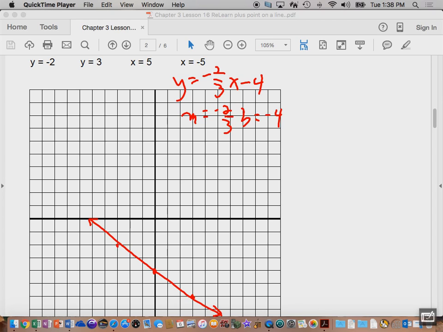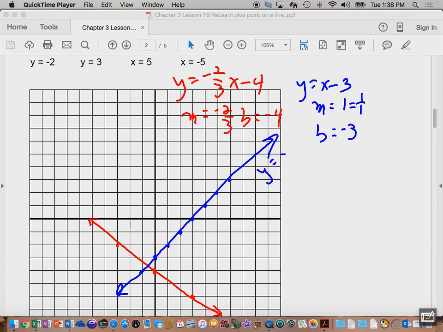Now the next one says y equals x minus 3. As I look at this one, what is the slope? Positive 1. What's the y-intercept? Negative 3. Now remember, 1 is really the fraction 1/1. So I begin at negative 3, and I move up 1/1, up 1/1, up 1/1. I keep doing that a few times. And here is my graph of y equals x minus 3. Okay?